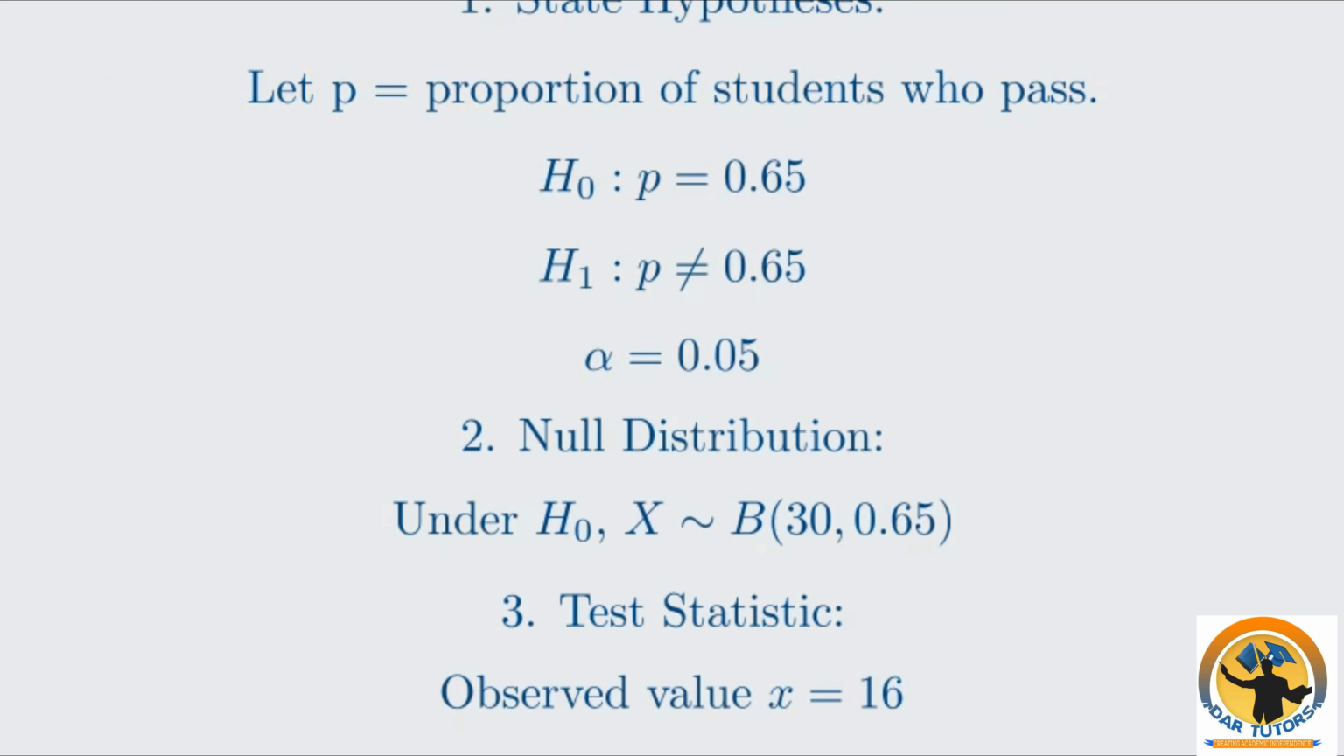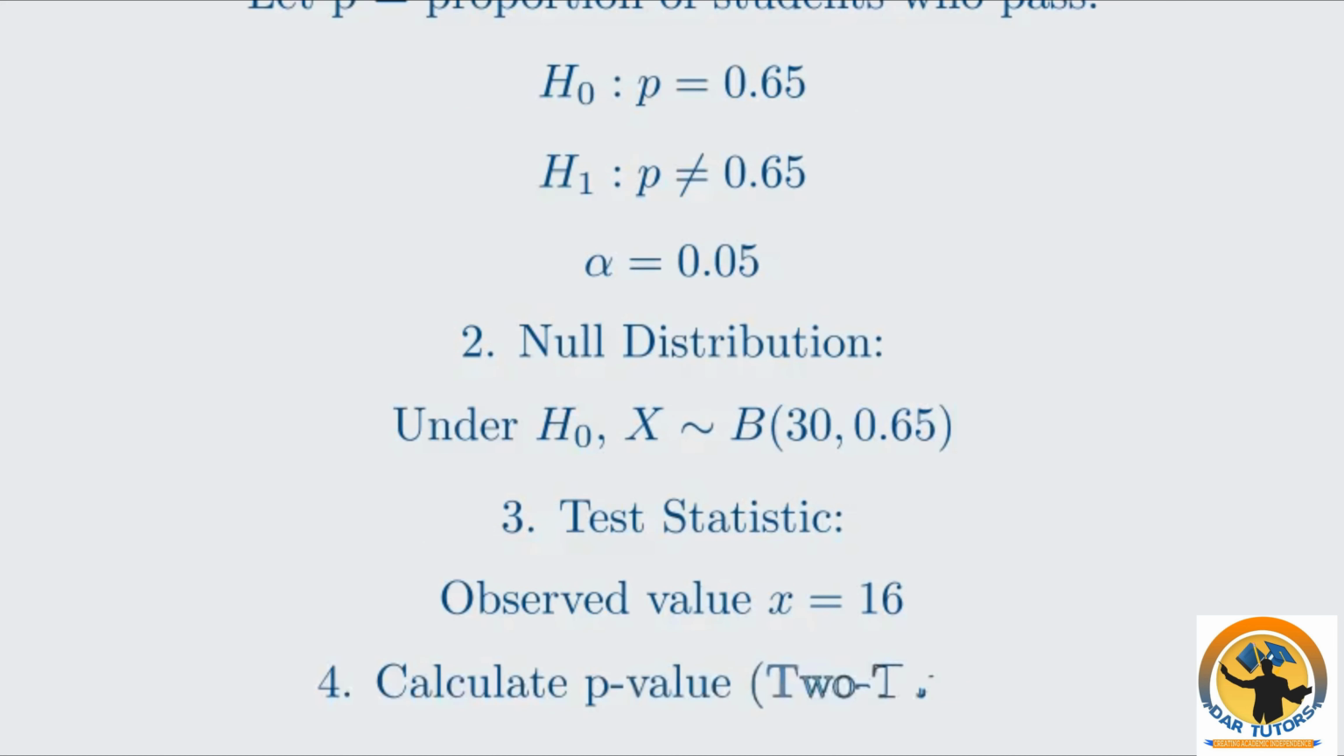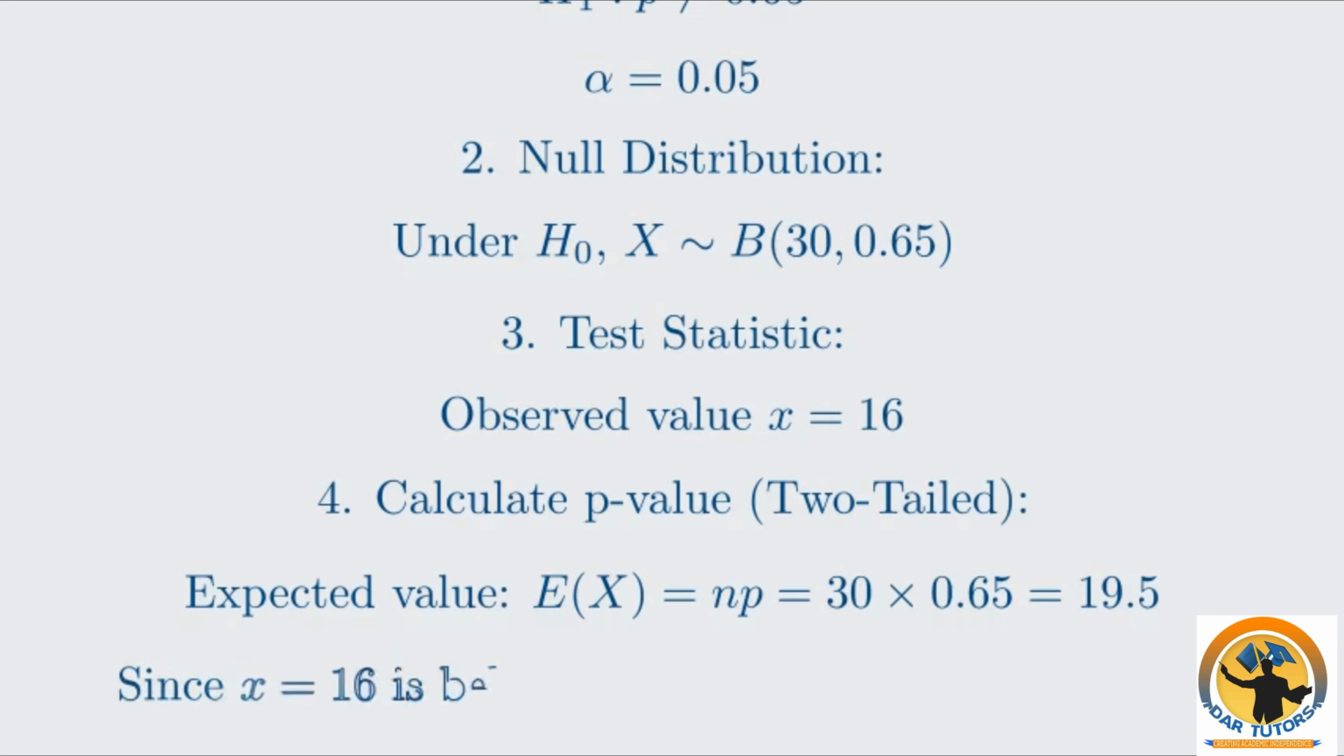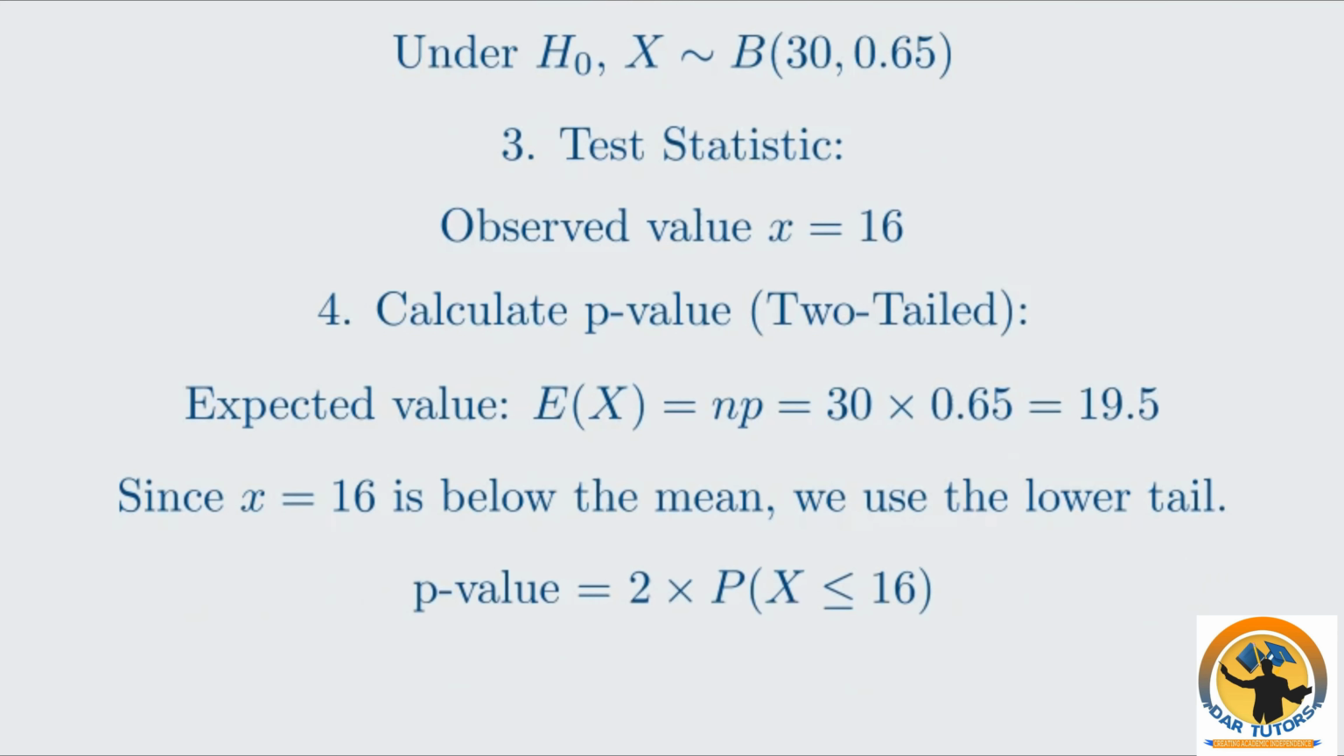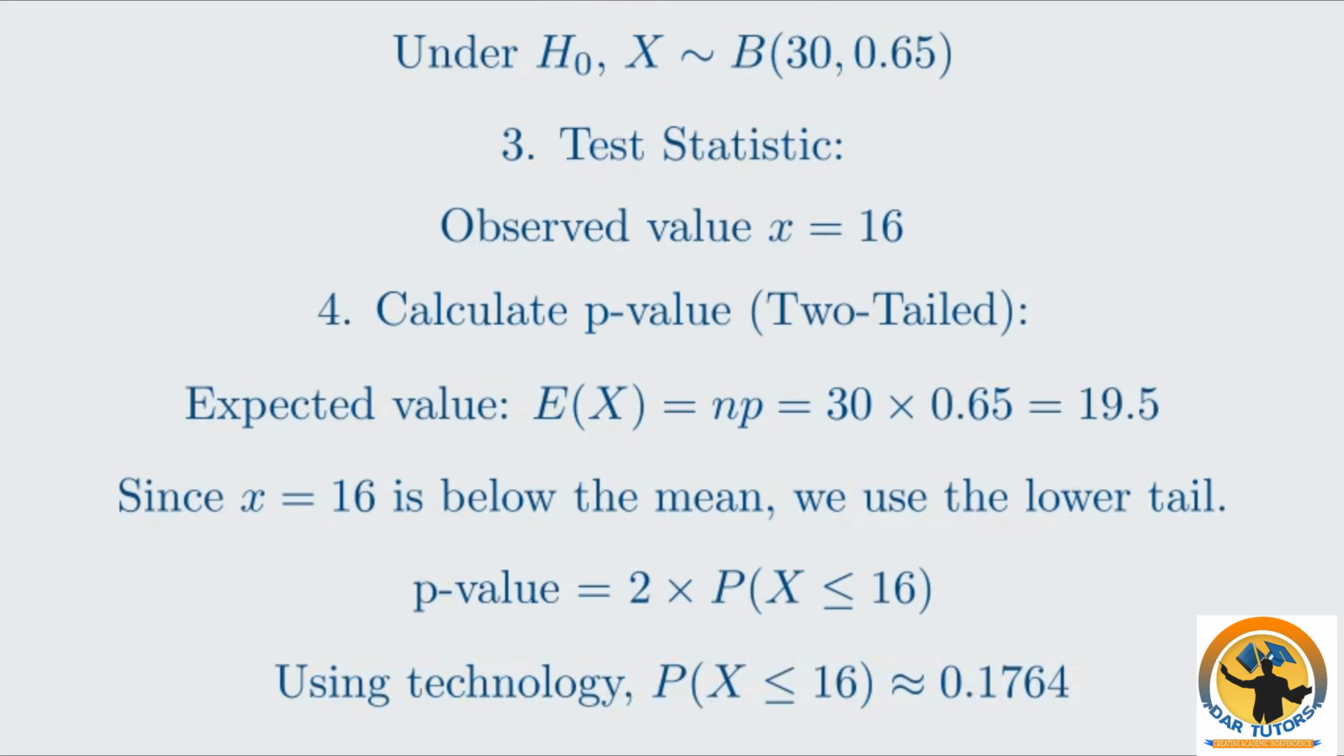For a two-tailed test, the p-value calculation is slightly different. The p-value is double the probability of the observed outcome, or an even more extreme outcome, in the direction of the tail containing the observed outcome. Our observed value is x equals 16. The expected value under H0 is 30 times 0.65, which is 19.5.